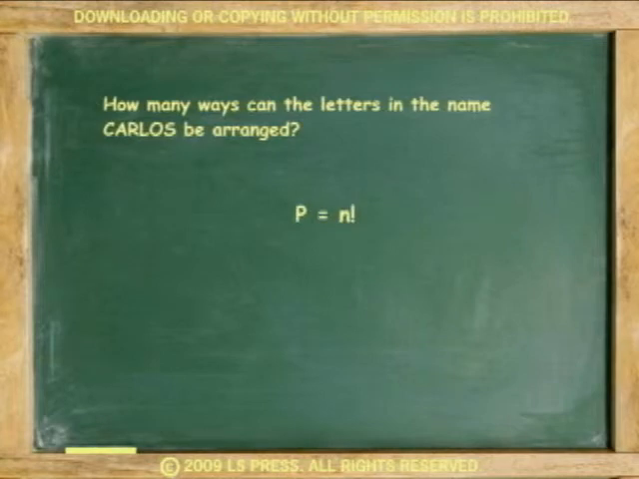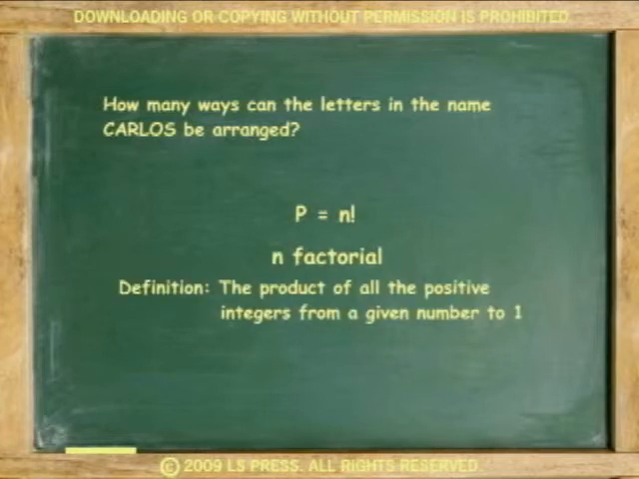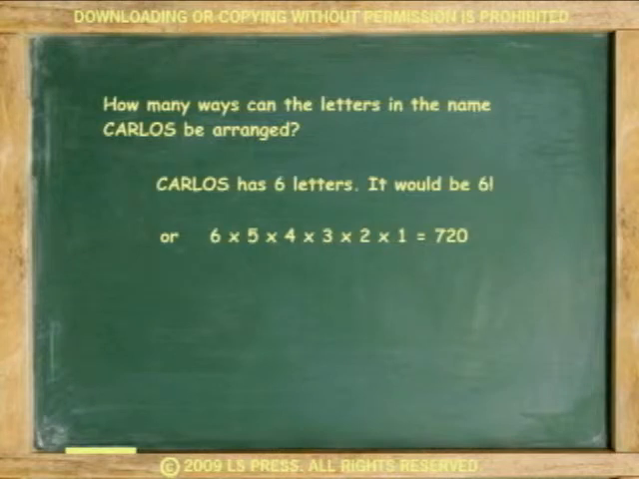Permutation equals n!, where n! is called n factorial. A factorial is the product of all the positive integers from a given number to 1. Because Carlos has 6 letters, the permutation is 6 times 5 times 4 times 3 times 2 times 1. The name Carlos can be rearranged in 720 ways.